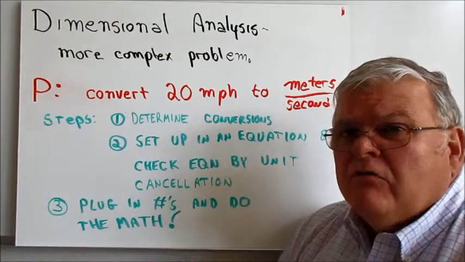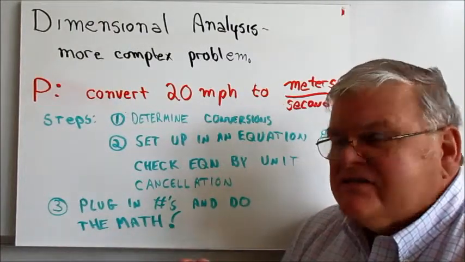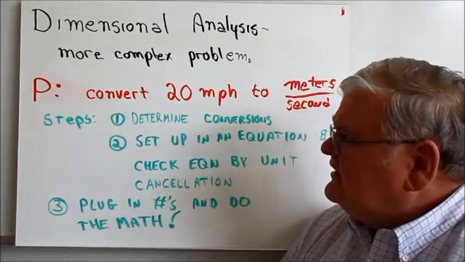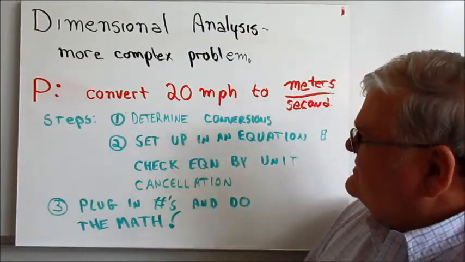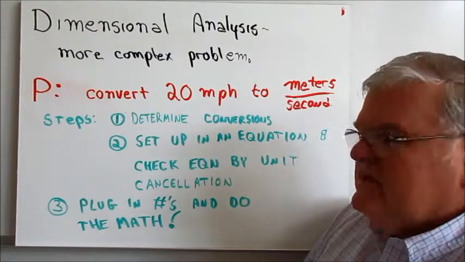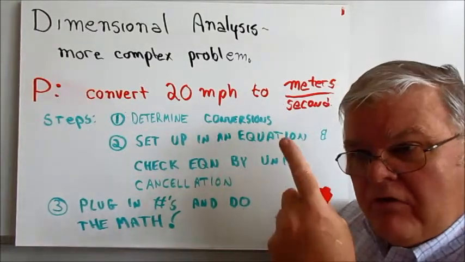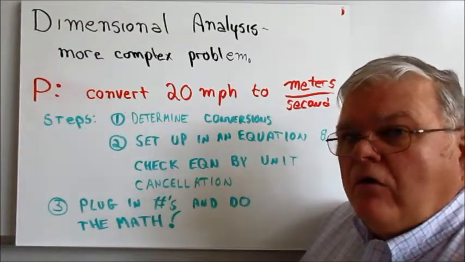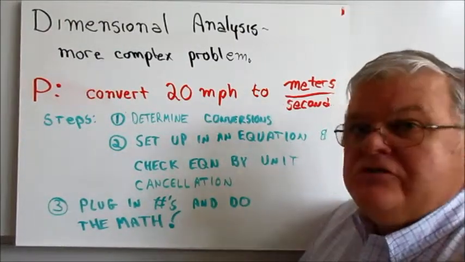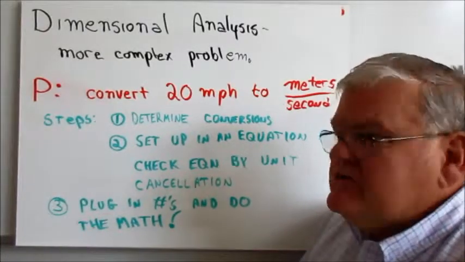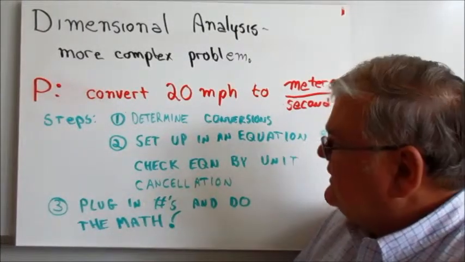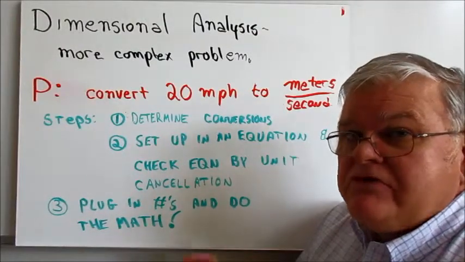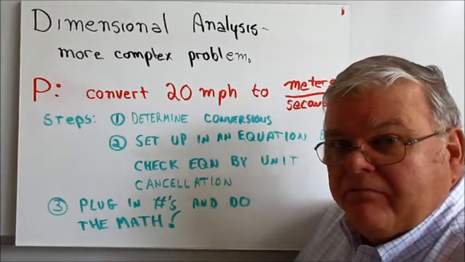Now we've run this down to just 3 basic steps. First, determine any conversion factors you need. Then, set it up in an equation. Check your equation by going through and canceling units. Make sure that when you're done, all the units are crossed out except the 2 you want in the final solution. In this case, meters per second. Then, only then, put in your numbers and work the math of the problem.